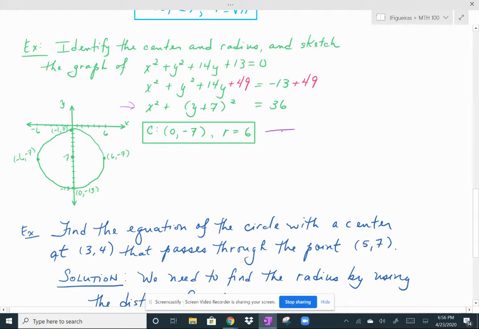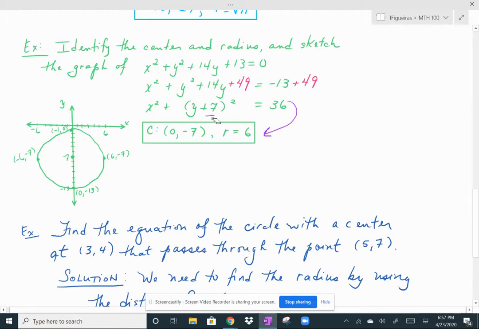So in terms of center and radius, this has a center at 0, negative 7. Remember, there is no x term here, so therefore the center associated with the x coordinate is just 0. And the y coordinate is the opposite sign of what you see here. So that's why we have negative 7. And the radius is the square root of 36. The square root of 36 is 6.